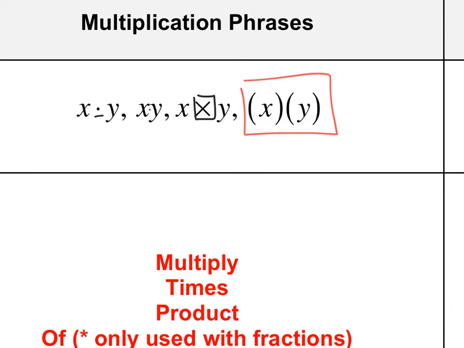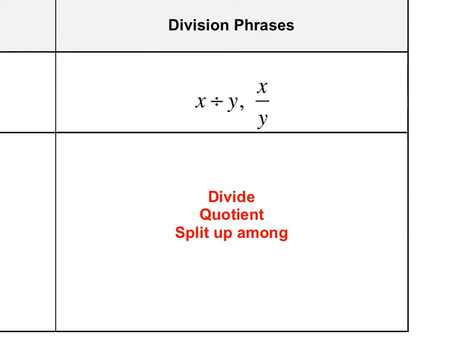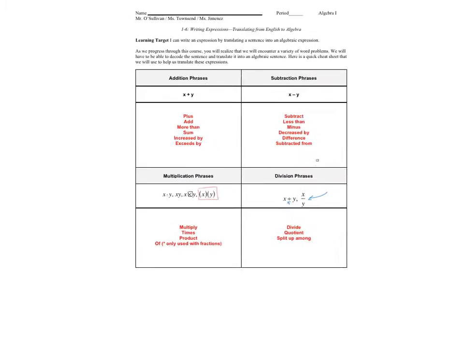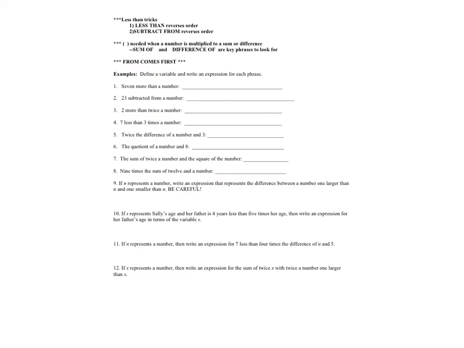That's extremely acceptable. Now let's look at our division phrases. Whenever you see the words divide, quotient, split up among, grouped, that's an example that you're going to have division. And there's two ways we can write division. We can use the divide symbol, or we can make a fraction, simply like x over y. All right, those are the phrases. You need to make sure those are written down. That way you know how to translate them rather quickly. Let's go on to the practice.